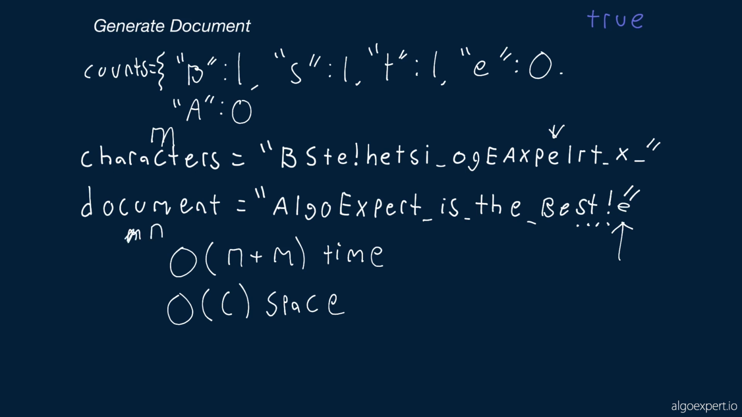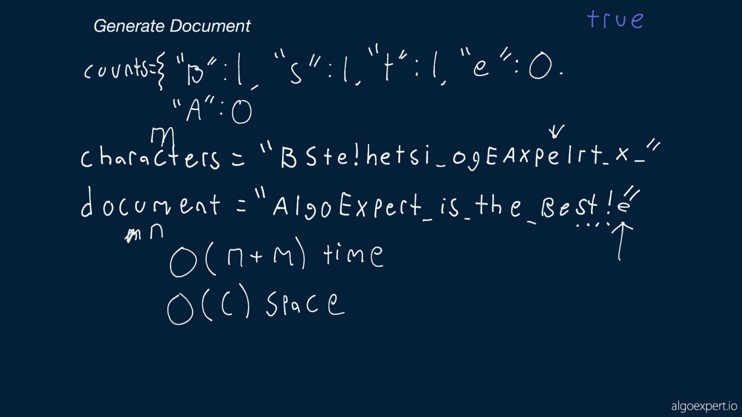We need to loop through character string one time. We need to loop through document string one time. So since we're looping through both of them, that's n plus m. Then we have C space. Now C again is the number of unique characters, but this time it's the number of unique characters in our characters string. Now the reason it's in our character string is because that's what we're counting, right? We're counting the character string.